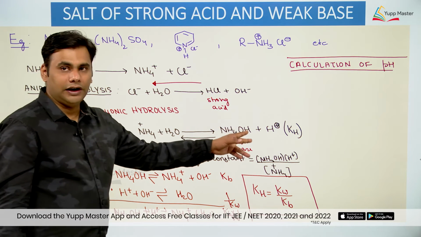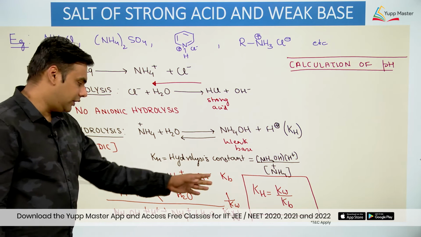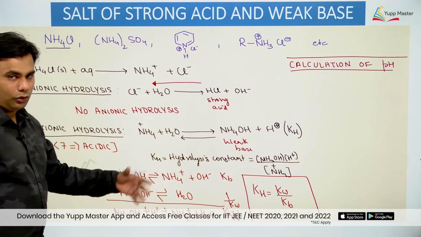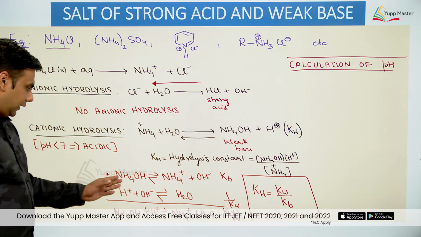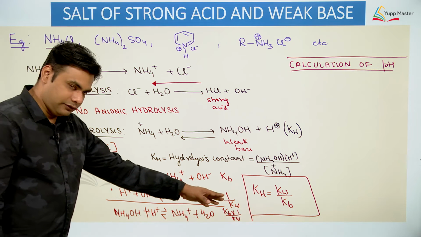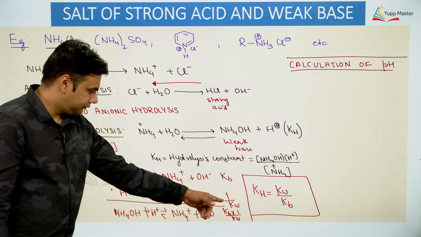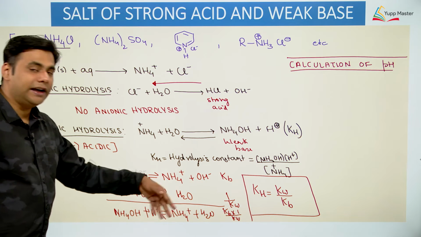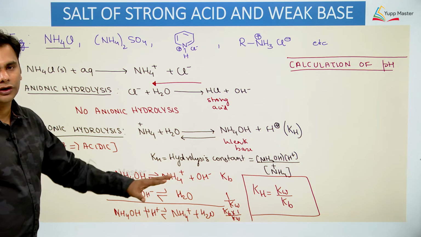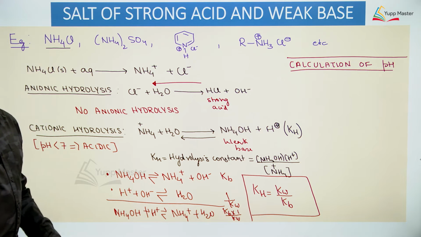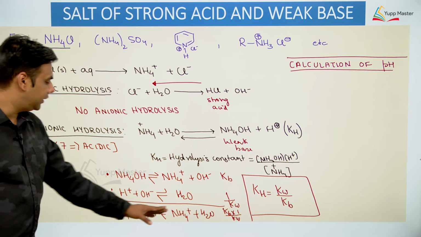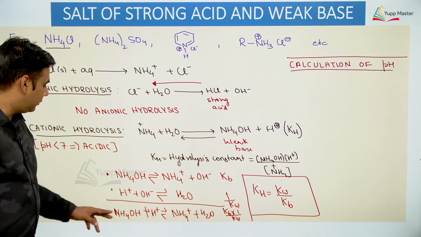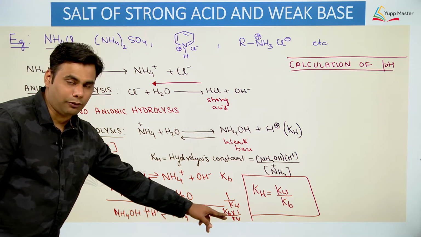We take NH4OH, it splits into NH4 plus and OH negative. Water can show self-ionization. So if you write the reaction in reverse, it will be the reciprocal of the equilibrium constant. Now when you are adding two reactions, we know that the equilibrium constant is the product of the equilibrium constants of the two reactions. So basically the equilibrium constant of this reaction would be Kb upon Kw.